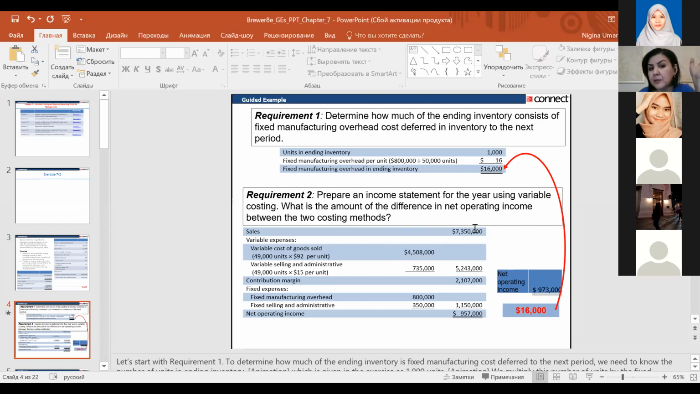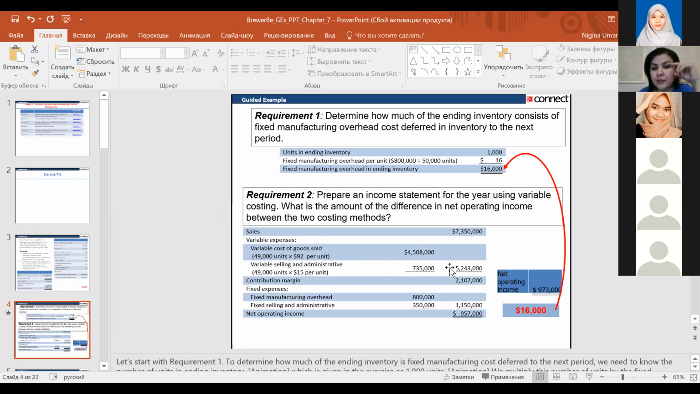Now prepare the income statement, variable contribution format income statement, right? Using variable costing. So sales revenue is the same. Variable cost of goods sold, you have calculated correctly. So $92 we multiply by the number of units sold, 49,000. Then minus variable selling and administrative, $15 per unit, we multiply by number of units sold.